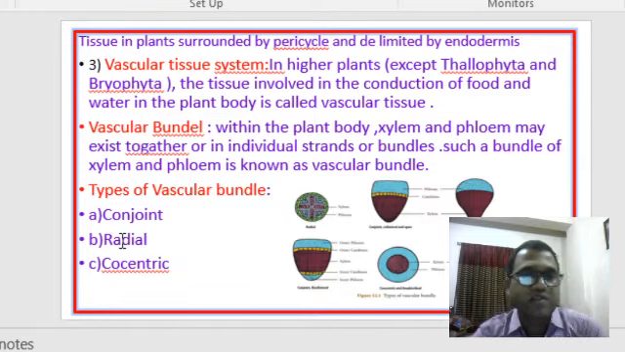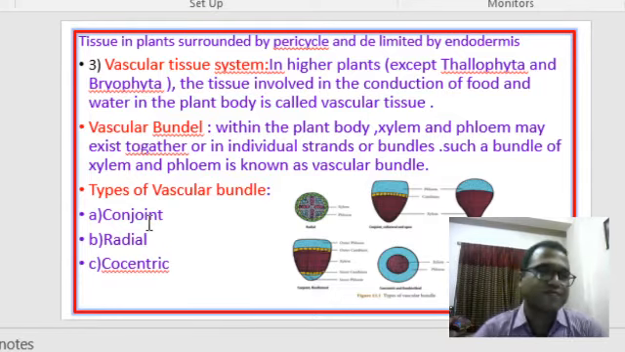Next one is concentric vascular bundle. In this vascular bundle, one of xylem and phloem remains in the center, and the other remains in the peripheral zone. This is of two types, hydrocentric and leptocentric. In hydrocentric vascular bundle, xylem remains in the center and phloem remains in the peripheral zone. But in leptocentric vascular bundle, phloem remains in the center and xylem remains in the peripheral zone.